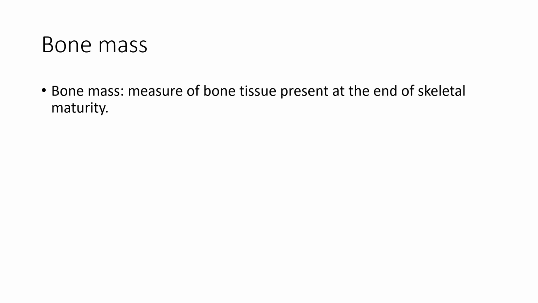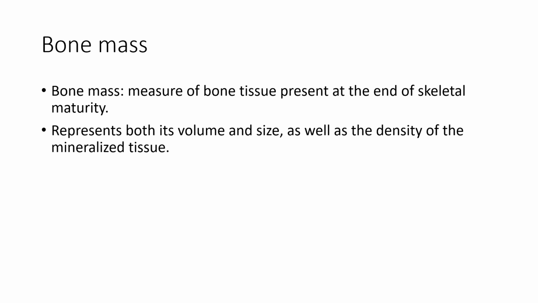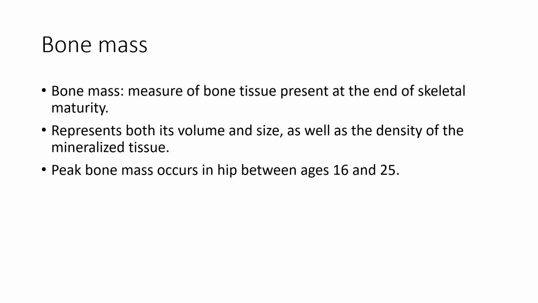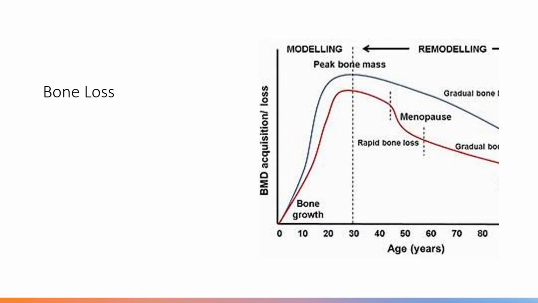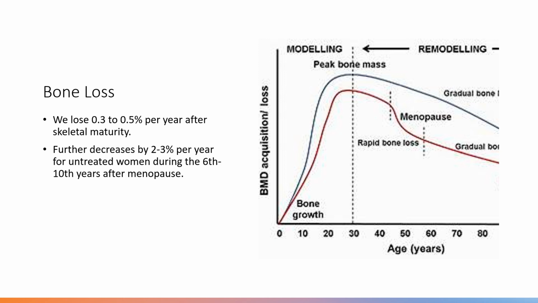Bone mass is a measure of bone tissue present at the end of skeletal maturity. It represents both its volume and its size as well as the density of the mineralized tissue. Peak bone mass occurs in the hip between ages of 16 and 25. It's greater in men and in African Americans. After we reach the age of skeletal maturity, we then lose some bone every year thereafter, about 0.3 to 0.5%, until, in women at least, they reach 6 to 10 years after menopause, when bone loss is accelerated at 2 to 3% per year, at least in women that are not treated. And the rate of bone loss can be modulated by structural and metabolic factors. So for example, if you do weight-bearing exercise, you can increase your bone density and mitigate bone loss.